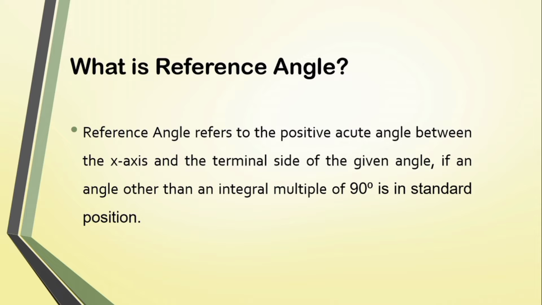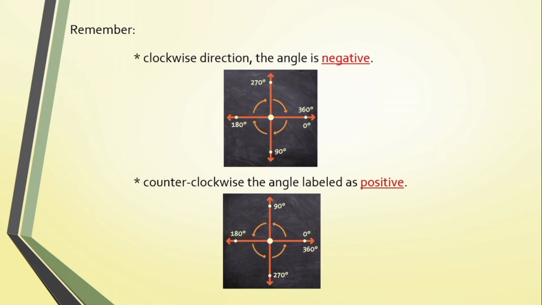This applies if an angle other than an integral multiple of 90 degrees is in standard position. Remember, when the rotation is in a clockwise direction, the angle is negative, while when the rotation is in a counterclockwise direction, the angle is labeled as positive.